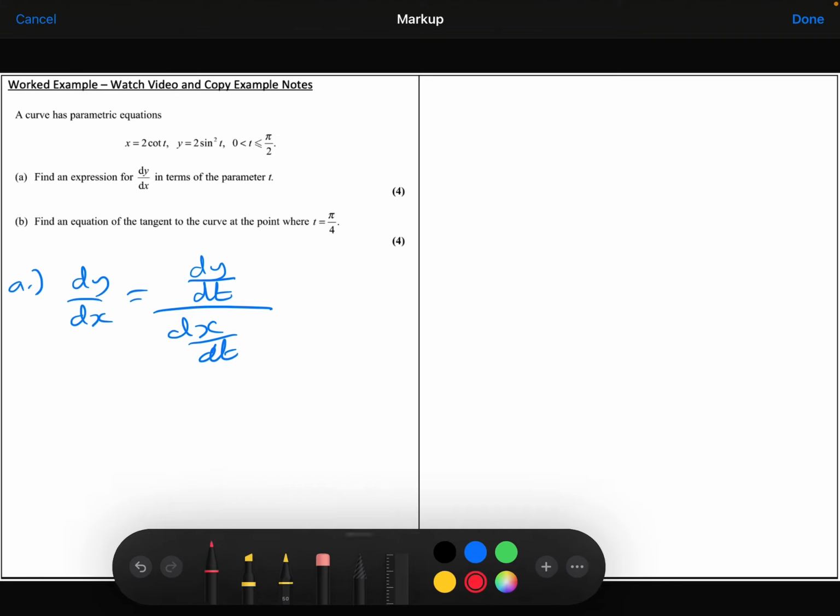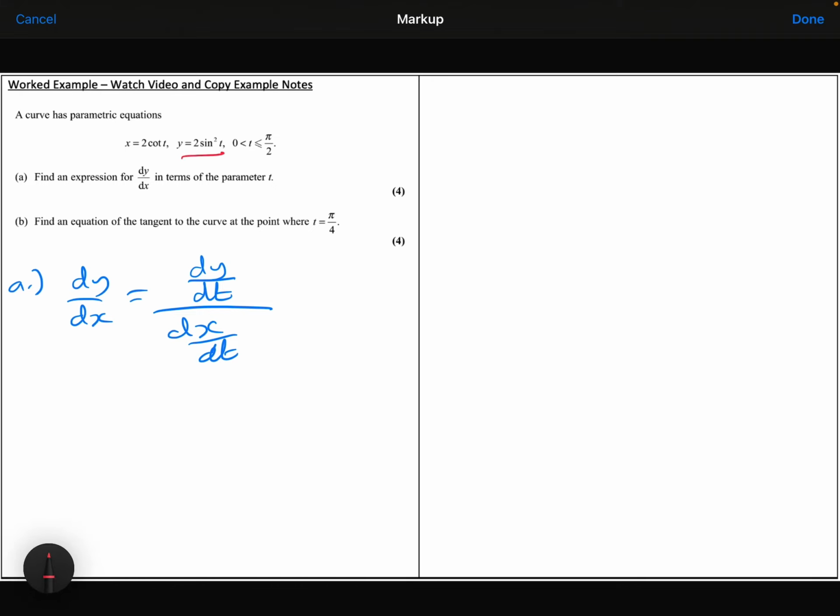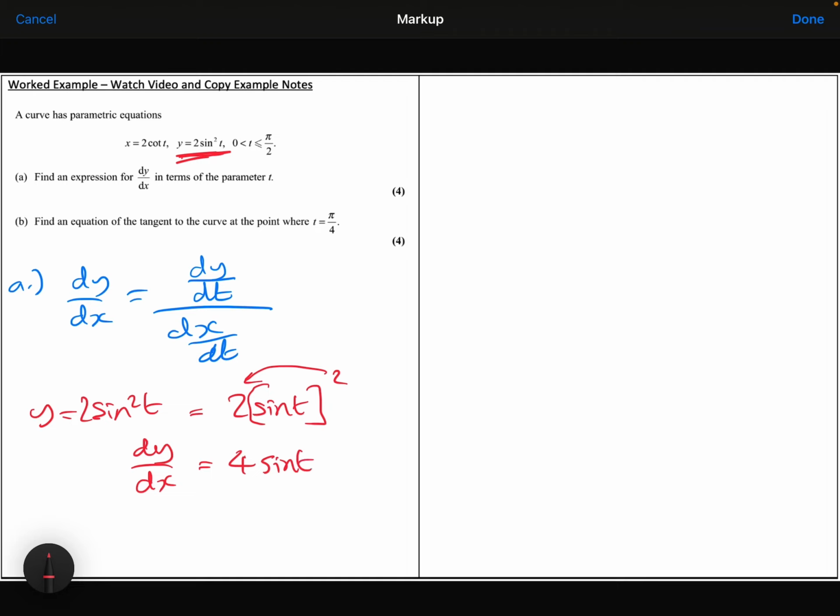So let's work that out. Let's differentiate y with respect to t. If y is 2 sine squared t, to help me differentiate that, I'm going to think of it as 2 sine t all squared. Means the same thing. To differentiate that, I'm going to times by the power, so I'll get 4 sine t. The new power would be 1. Then by the chain rule, I have to multiply that by the derivative of the inside function. The derivative of sine is cos. So this is my dy by dt.